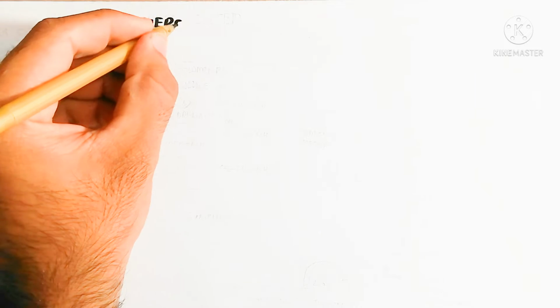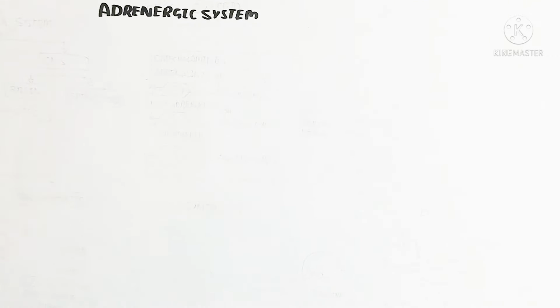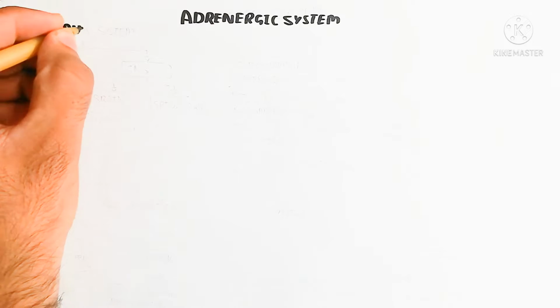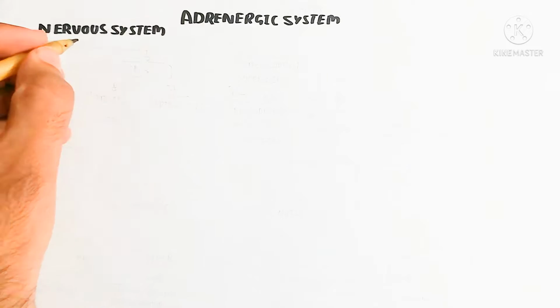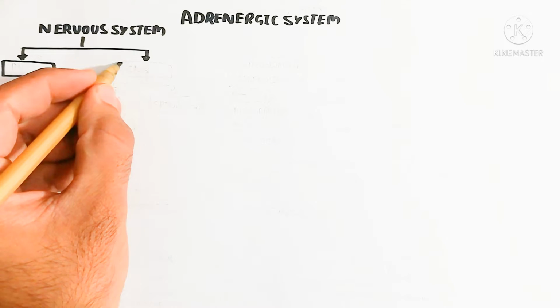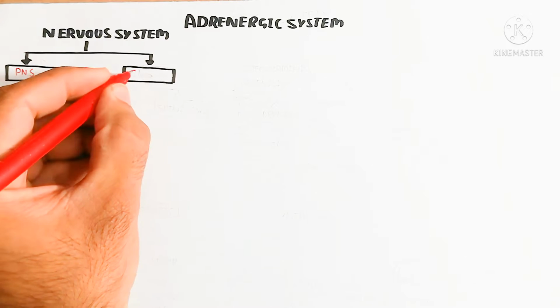Hello, in this video we will discuss the adrenergic system. We will first understand the nervous system and what it is. First of all, I want to say that the adrenergic system is the activation of the sympathetic nervous system, which leads to an increased fight and flight response during stress.